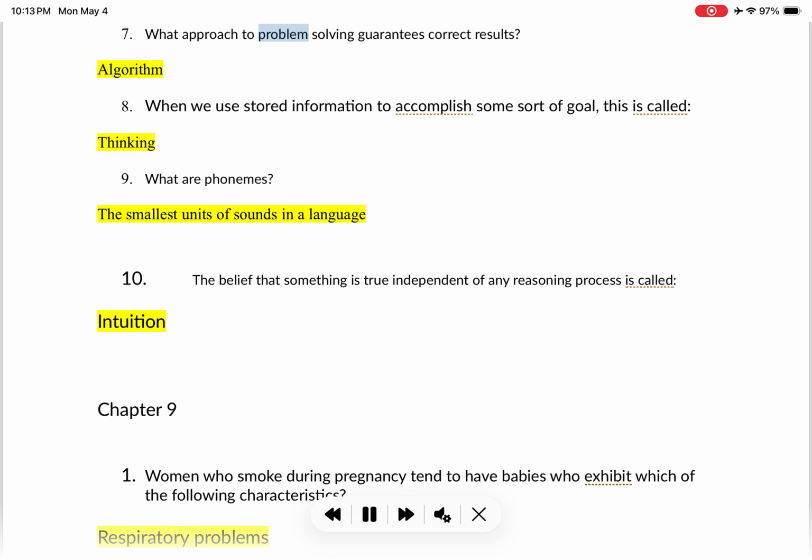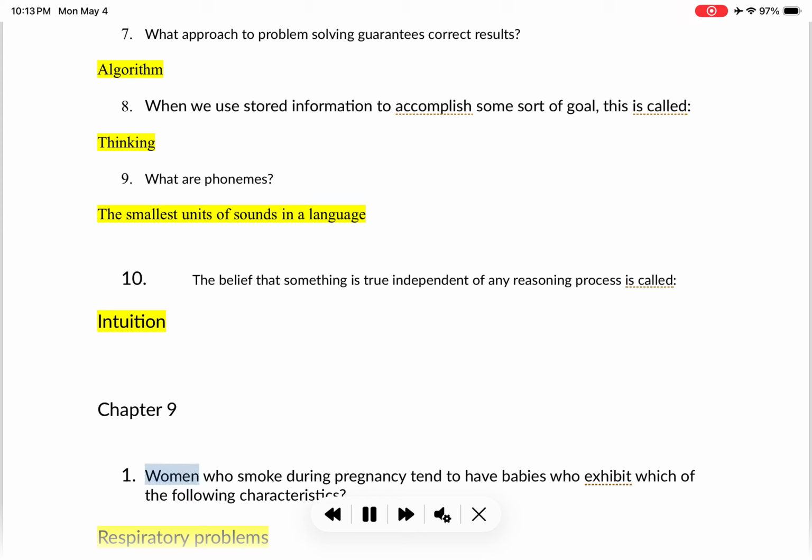What approach to problem solving guarantees correct results? Algorithm. When we use stored information to accomplish some sort of goal, this is called thinking. What are phonemes? The smallest units of sounds in a language. The belief that something is true independent of any reasoning process is called intuition.